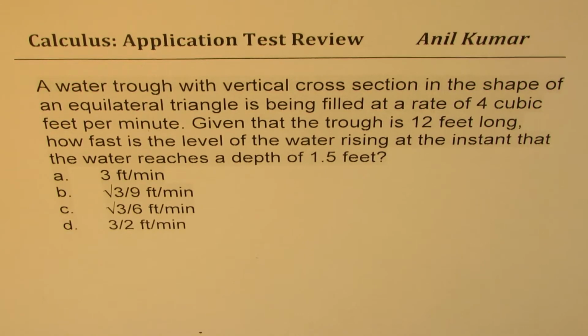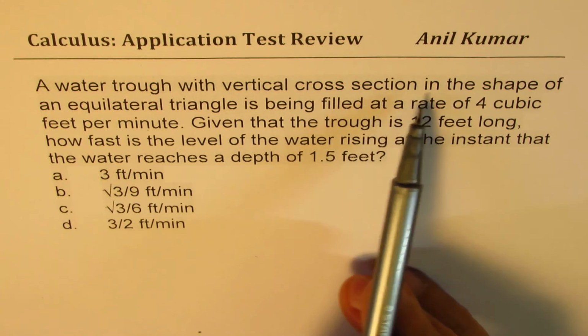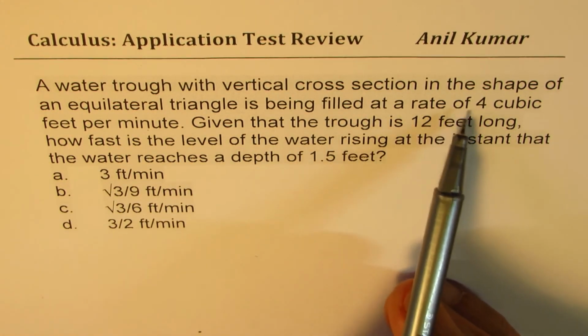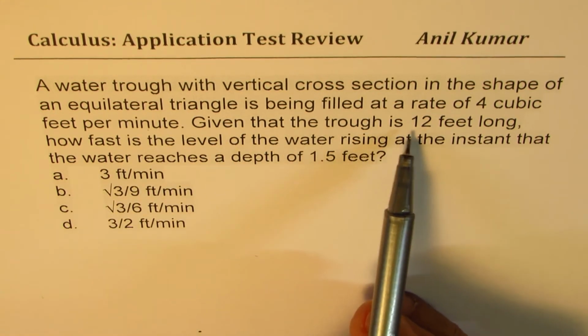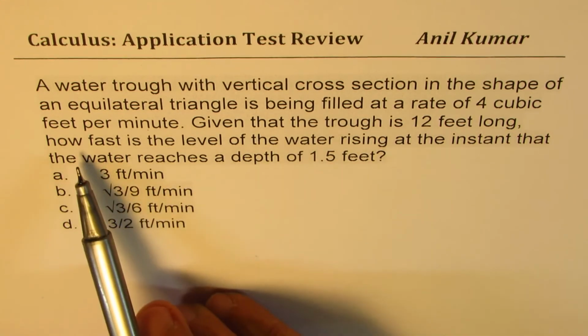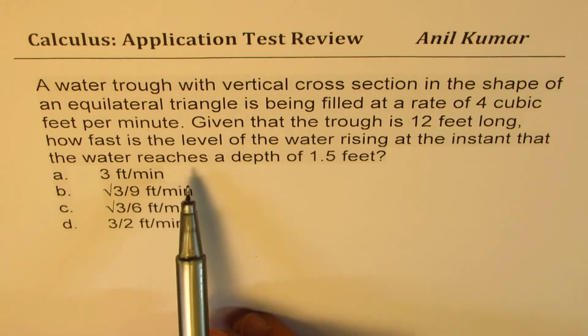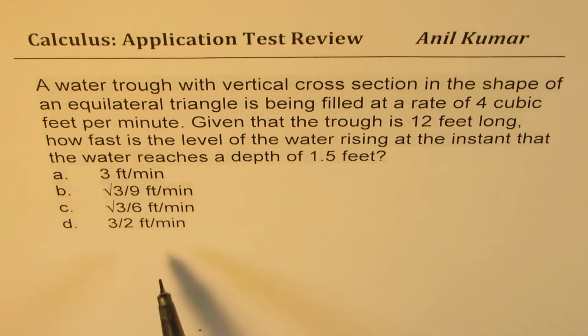Here is another multiple choice question for you. A water trough with vertical cross section in the shape of an equilateral triangle is being filled at a rate of 4 cubic feet per minute. Given that the trough is 12 feet long, how fast is the level of water rising at the instant that the water reached the depth of 1.5 feet? Four choices are given to you. You can always pause the video, answer the question, and then look into my suggestions.